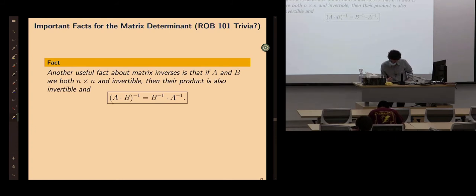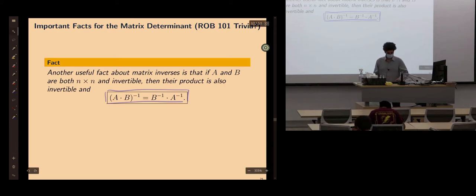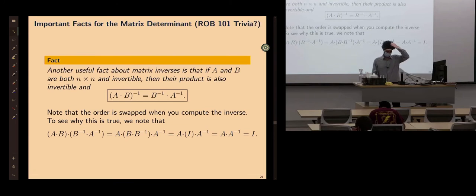Okay, so another fact: A times B, if you want to invert it, you change the order. B inverse times A inverse. Why? Because when you multiply A times B by B inverse times A inverse, that's when you get the identity, and again by the fact that the inverse is unique, right? We proved that it's unique. So if we find a form that plays the role of the inverse, that must be the only explanation.